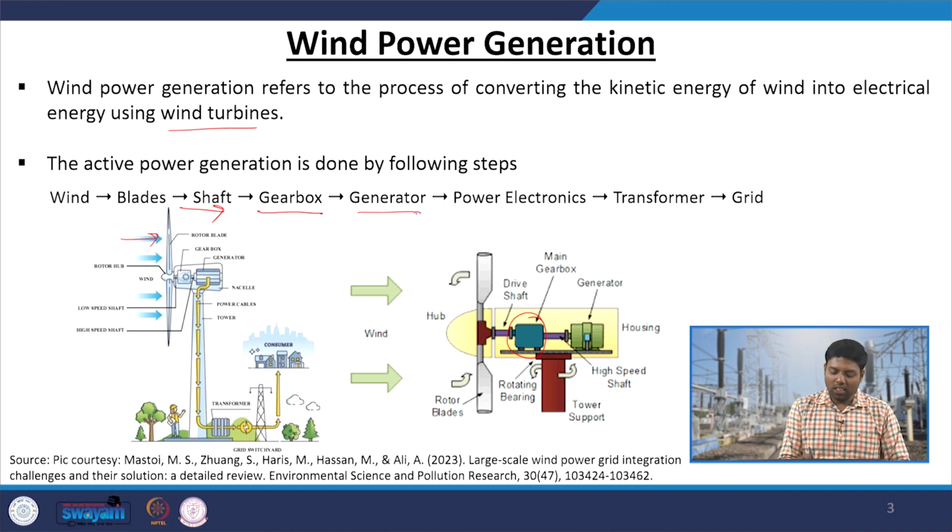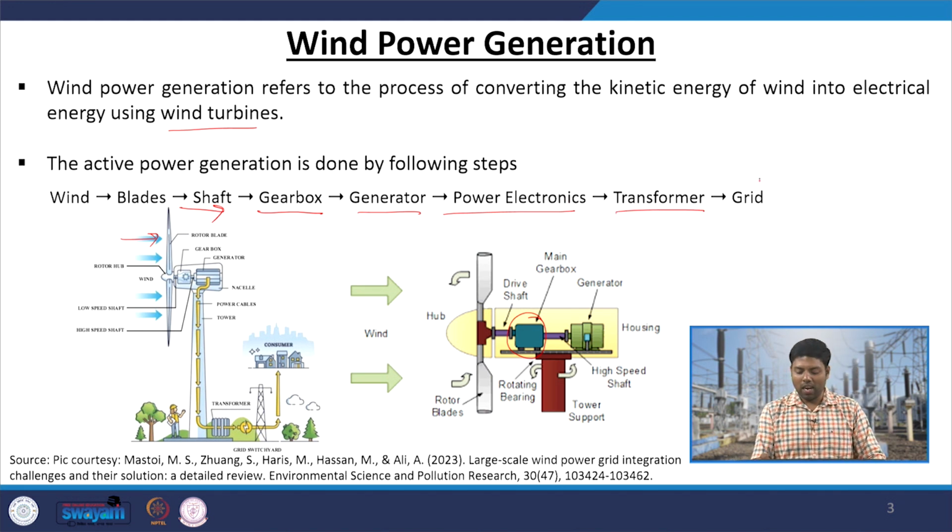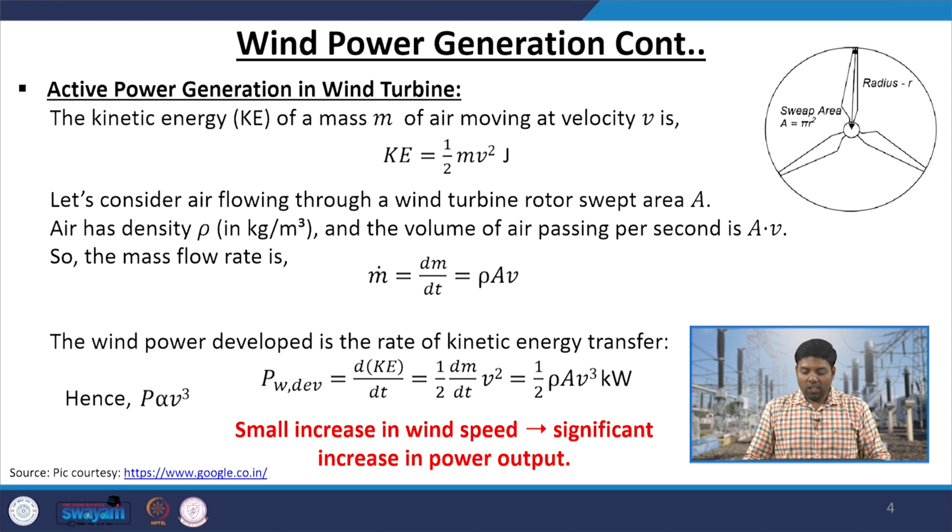Then you have generators to generate the electricity. To connect them with the grid, you have power electronics converters and transformers, and then at the end you have your AC grid. So, that is how wind power plants are generally connected with the distribution network or power network. First we will see how the wind power generation is done.